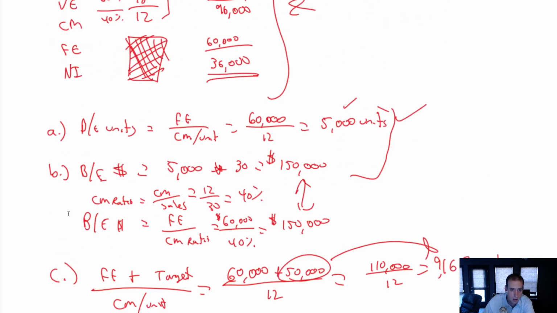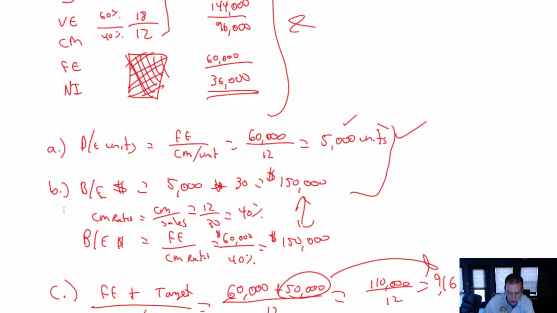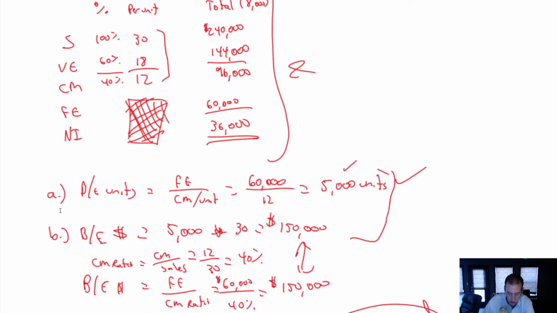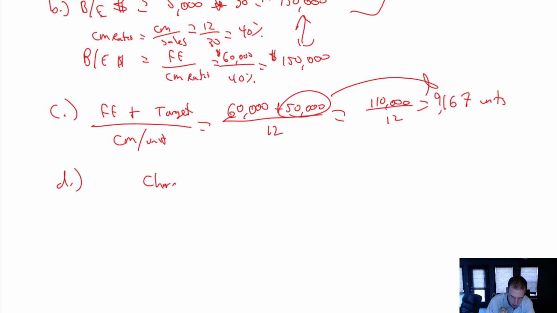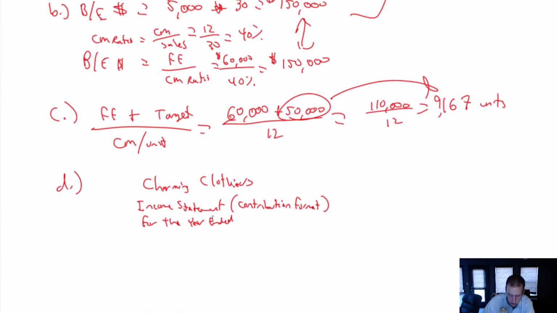Moving on to D. Prepare a budgeted contribution format income statement. Okay, so a contribution format income statement, we're going to title it Charming Clothiers. We are preparing an income statement. We can put in brackets contribution format. And this is for the year ended. They don't give us dates here, we don't get fiscal years, so let's just assume it's a December 31st year end.